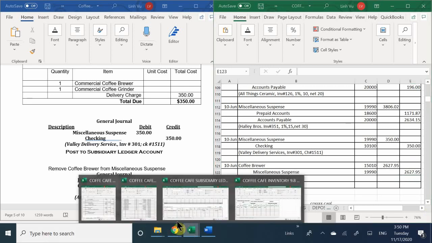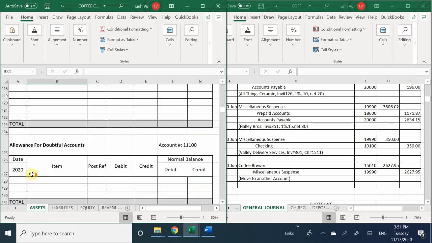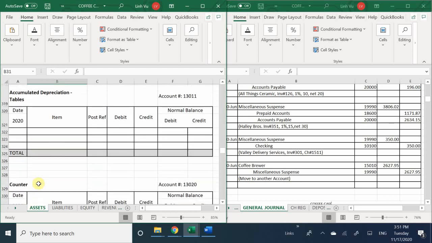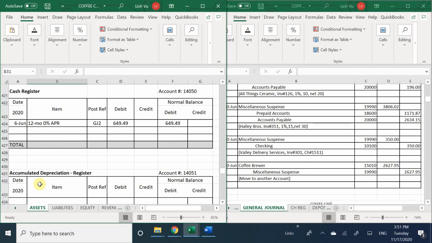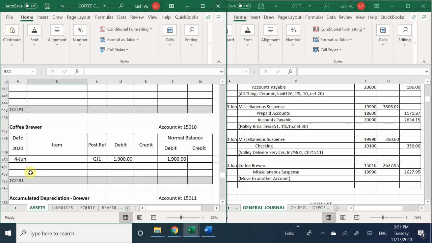So let's go ahead and see that in my ledger. Here I'm going to find in my assets my coffee brewer account. This is going to be considered regular equipment. Here I'm in furniture, here's my office equipment, and then here is my actual equipment. So here I found my coffee brewer. Again, I'm going to indicate here 610. You don't need to indicate anything here except, I guess, coffee brewer number 2.